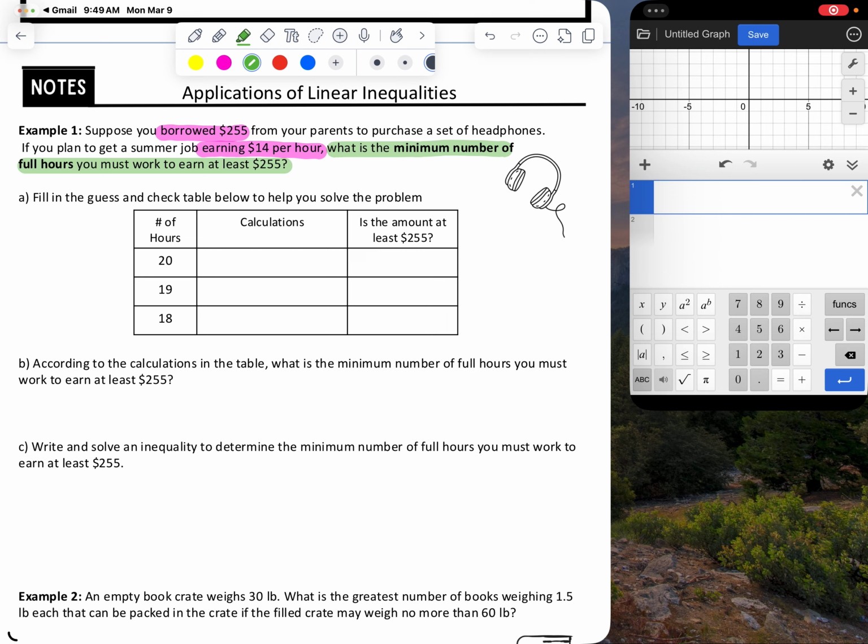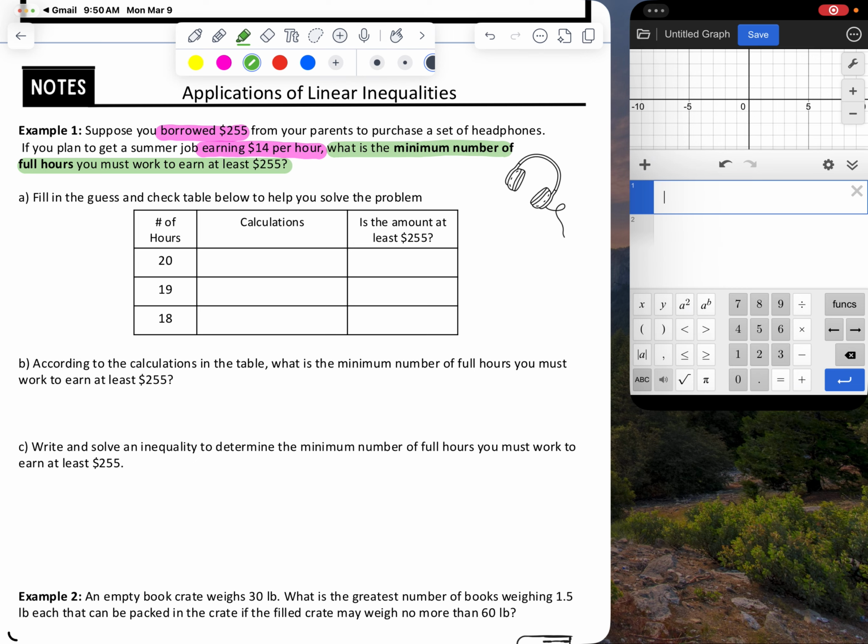Now, we're going to solve this two ways. We're going to first use a table to solve this, and then we're going to use algebra to solve it. So let's start with the table. It says fill in the guess and check table below to help you solve the problem. So in this table, they've given you different number of hours, 20 hours, 19 hours, and 18 hours. They want you to calculate how much you would earn for each of those hours, and then ask yourself, is that amount at least $255? So pause the video and try to fill out this table on your own.